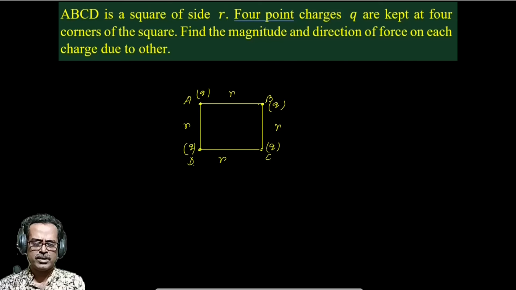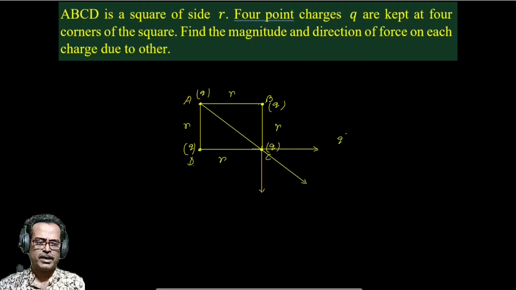Now if we consider this point, due to B, force will be in this direction. Due to D, force will be in this direction, and due to A, force will be in this direction. Now magnitude of this force is equal to Q square by 4 pi epsilon 0 into R square. This also is Q square by 4 pi epsilon 0 R square.